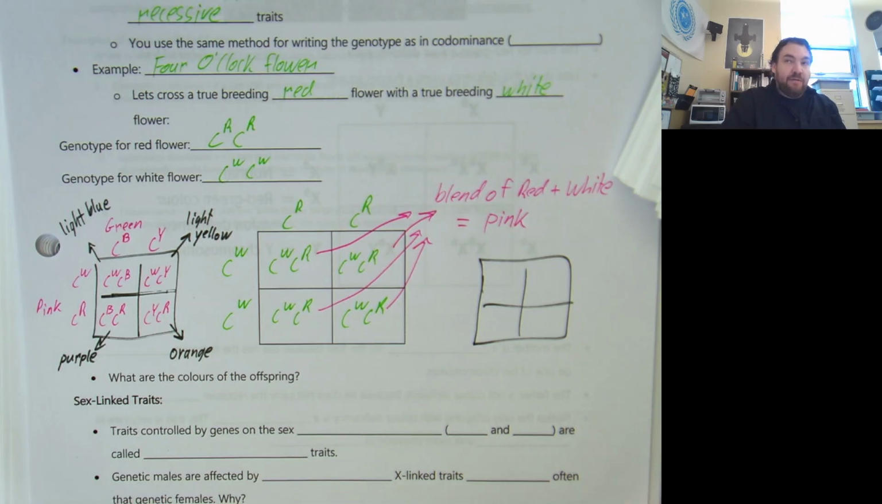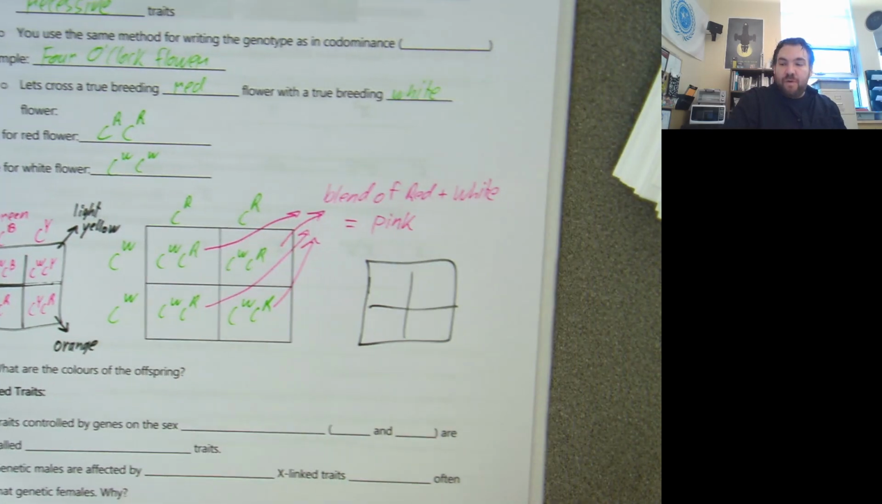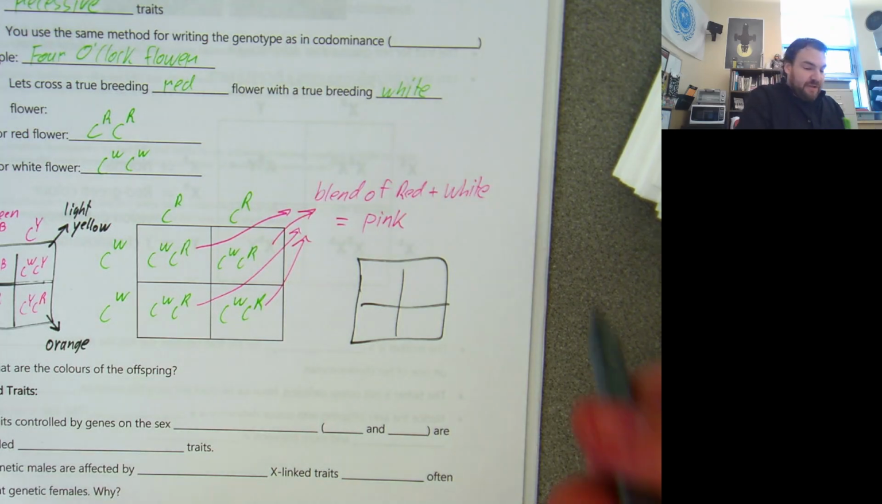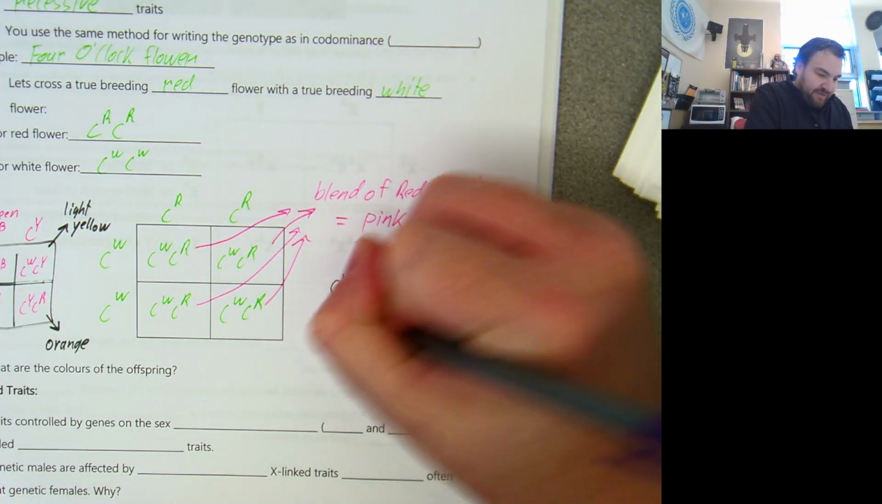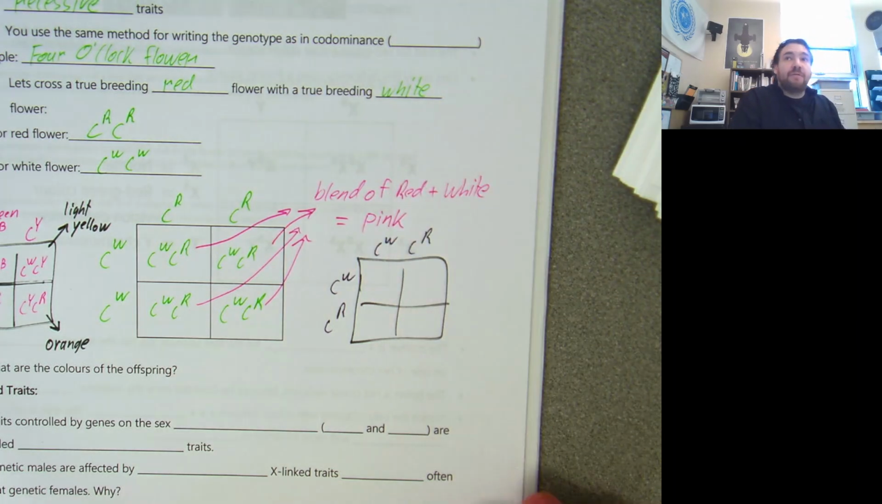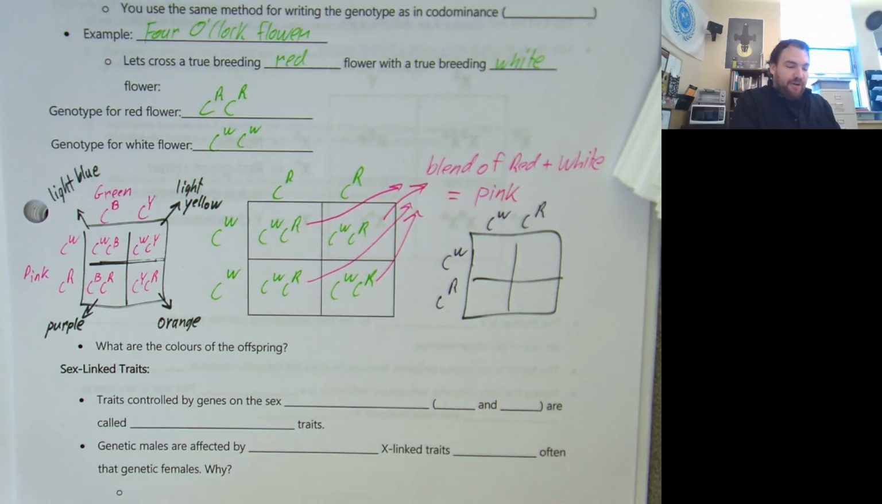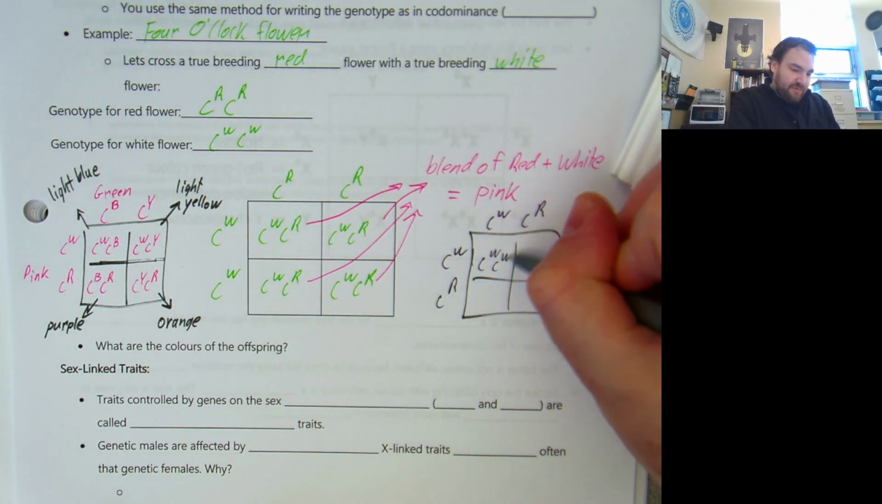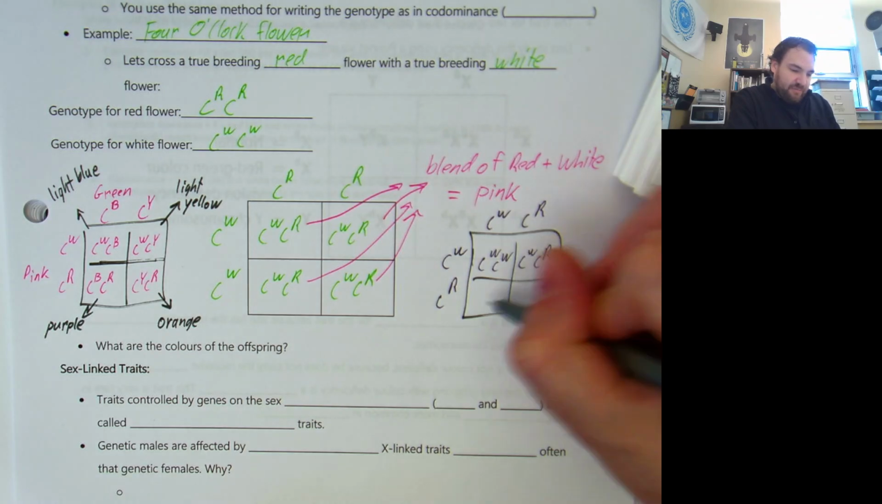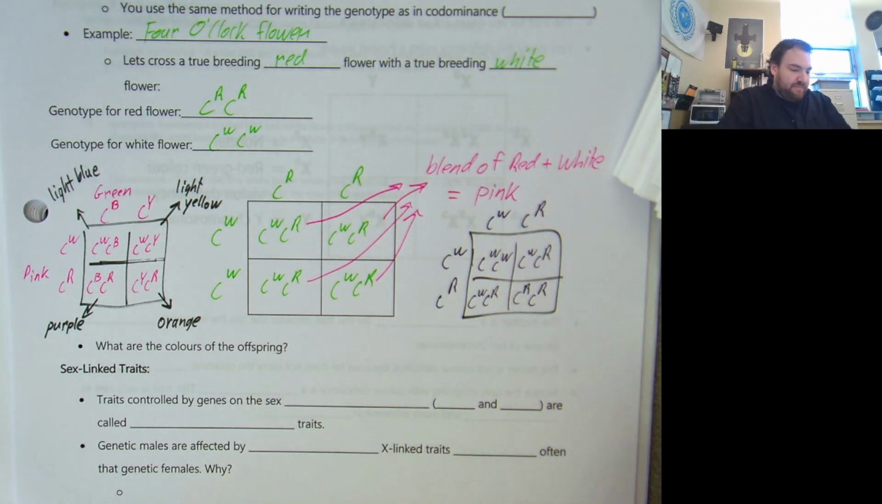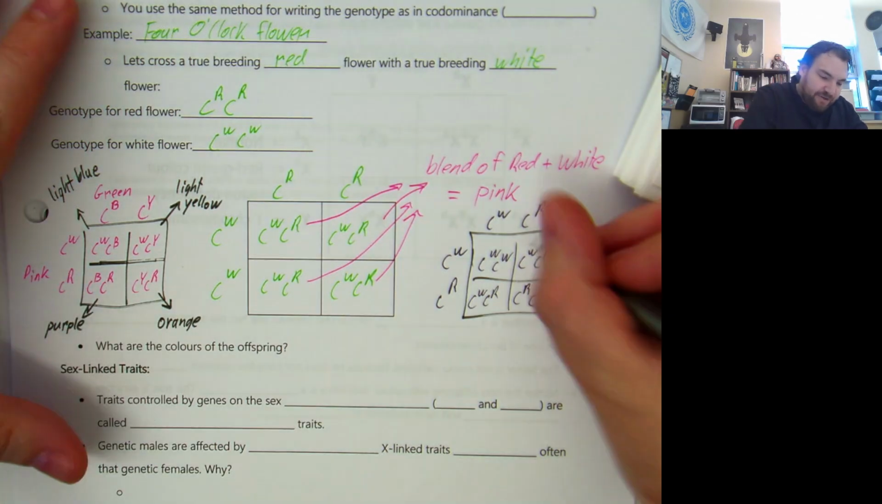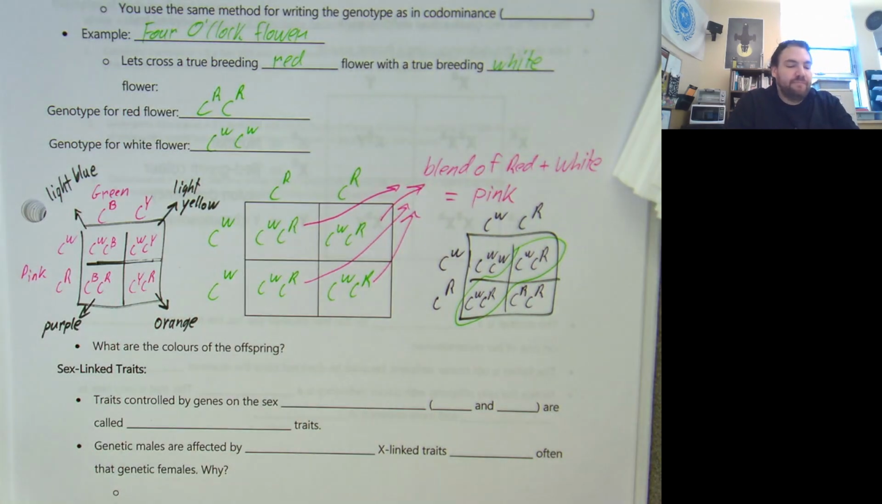What if we took pink and white and bred those together? Or sorry, two pinks. Let's take the two pinks and breed them together. We're going to go CW, CR, CW, CR. What's going to pop out here? Let's just fill in the chart. What's going to pop out here and here? Those are both going to be pink again.